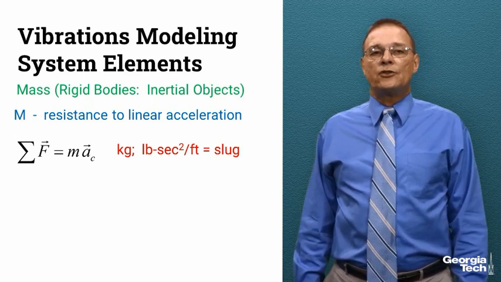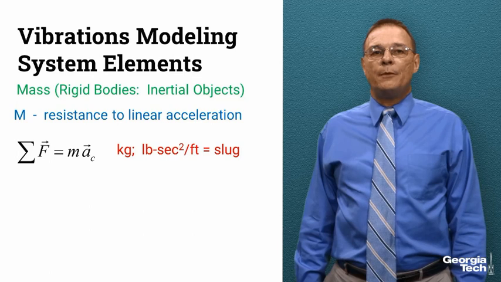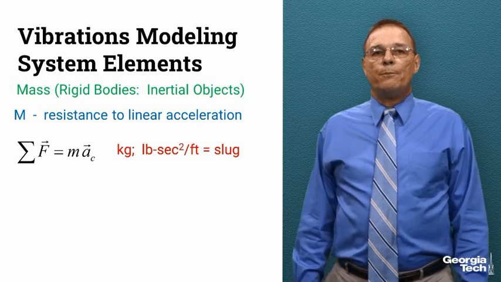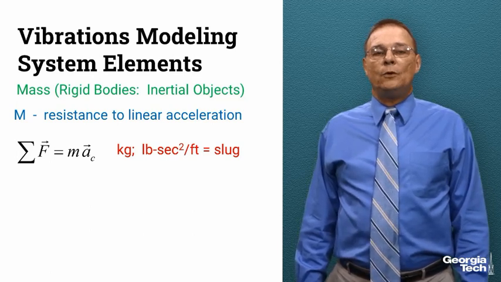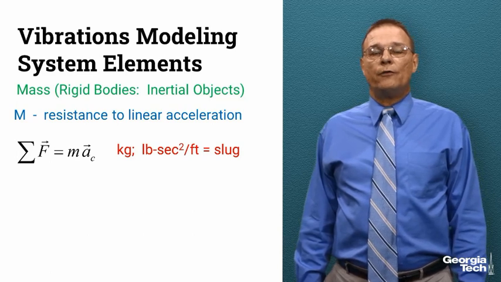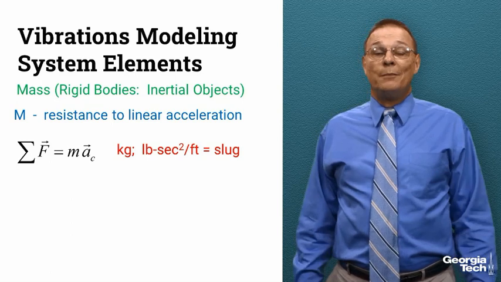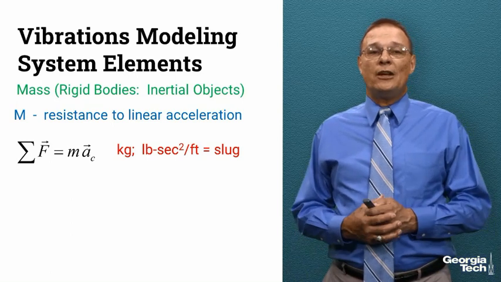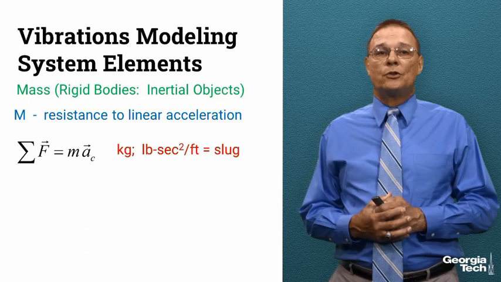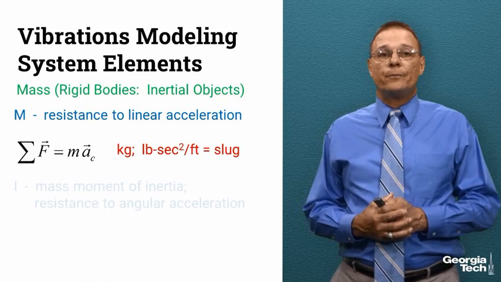Kilograms is the International System of Units, or the SI System of Units. Pounds second squared per foot, which is equal to slugs, are from the English System of Units. And I'll use both systems in this course because in reality, even though it's not used around the world, both systems are used a lot in the United States.